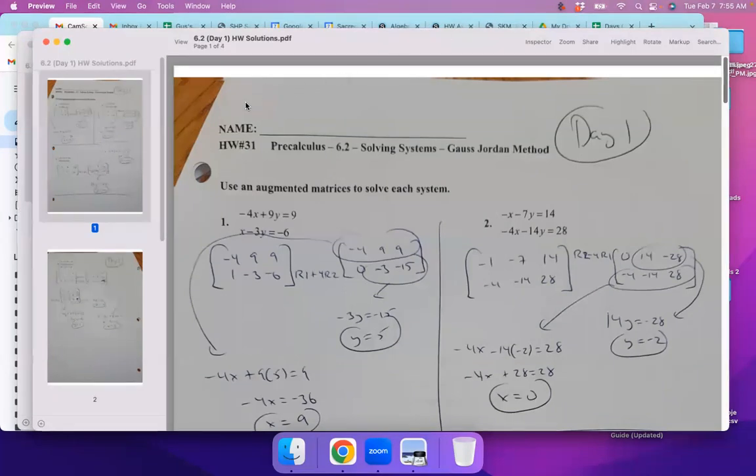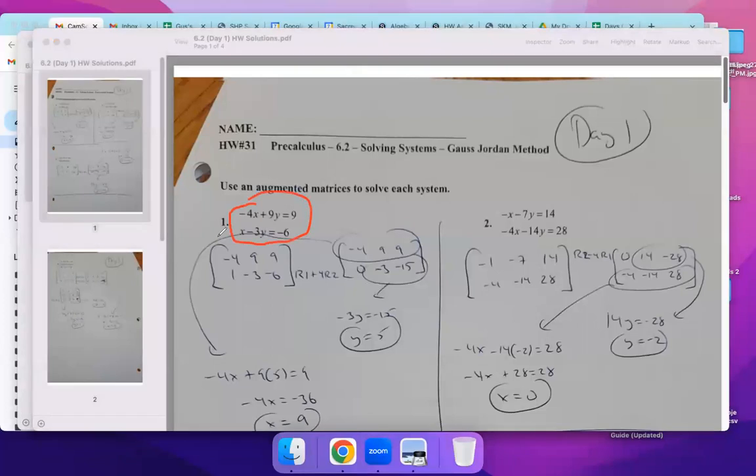So obviously number 1 is 2 equations and 2 variables. It's actually a 2 by 3 matrix because you have 2 rows and 3 columns. That's the augmented matrix, where the last column is going to be the constants 9 and -6. And of course, see where -4 and 9 are located. Those are x and y respectively. 1 and -3 are also x and y respectively. So what we're doing is putting all this information in the system of equations into a matrix.